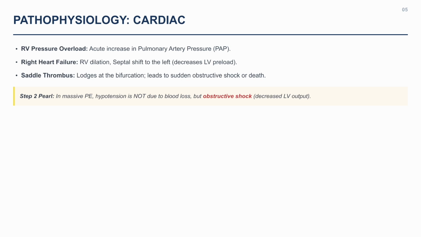A saddle thrombus at the pulmonary artery bifurcation is especially dangerous and can cause sudden death. The key Step 2 pearl here: hypotension in massive PE is not from blood loss. It is obstructive shock from decreased left ventricular output.